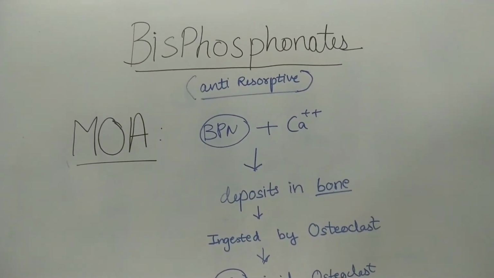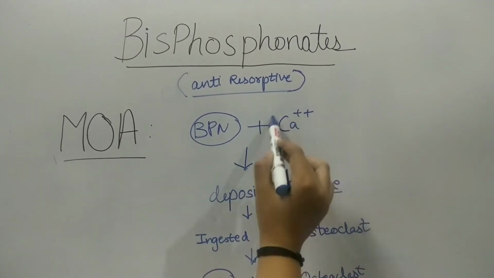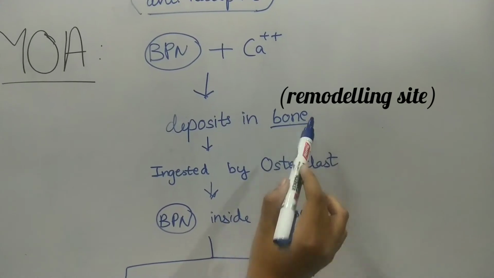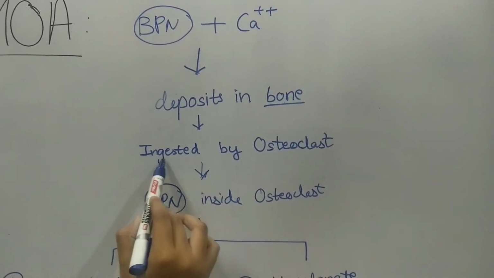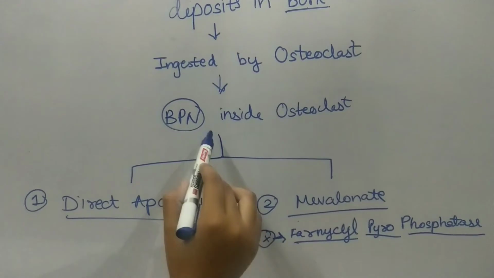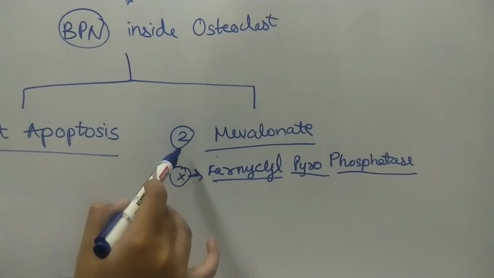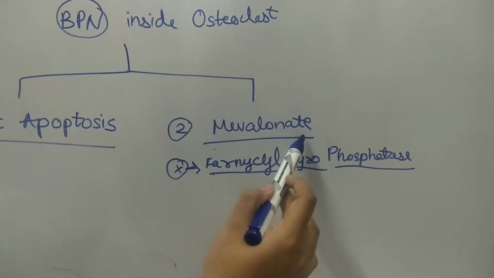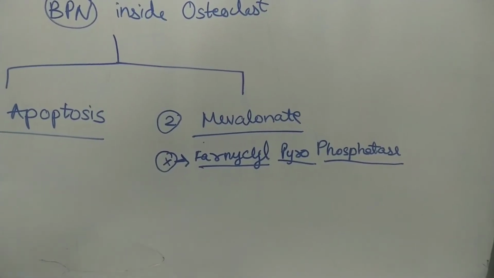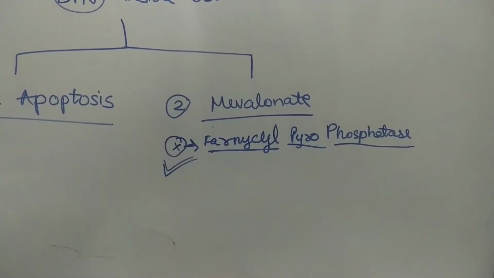So, in short, when the bisphosphonates get inside the body, they have high affinity for calcium, so they get deposited in the bone. In which side of the bone? In the remedullary side. After that, the bisphosphonates are ingested by the osteoclast. Now, inside the osteoclast they exert two effects. First one is the direct apoptosis of the osteoclast. The second is that it interferes with the mevalonate pathway of cholesterol synthesis, which is a requirement for osteoclast survival, and inhibits the farnesyl pyrophosphate synthase enzyme. It is asked in many entrance exams.